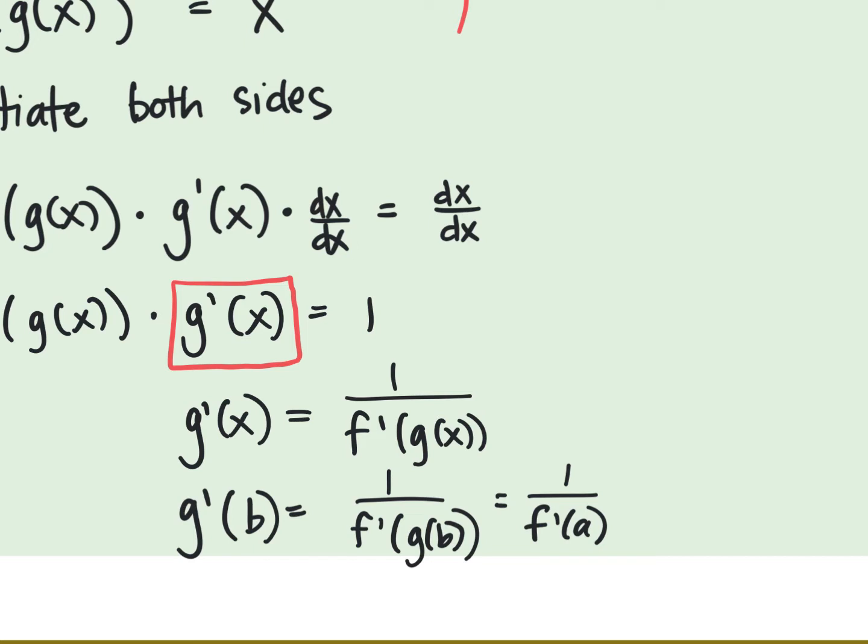Did you hear that? Can you say it? Which one is this? The original. No, which one is g? Oh, g is an inverse. The derivative of an inverse is equal to 1 over the derivative of the original, but with what number plugged in? A. A. Okay, that makes sense.